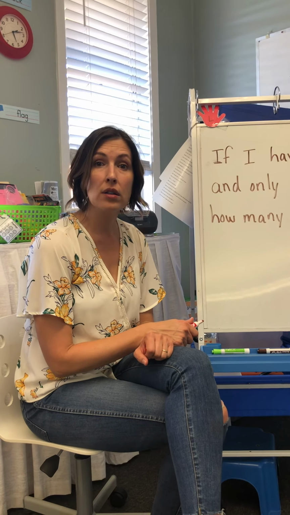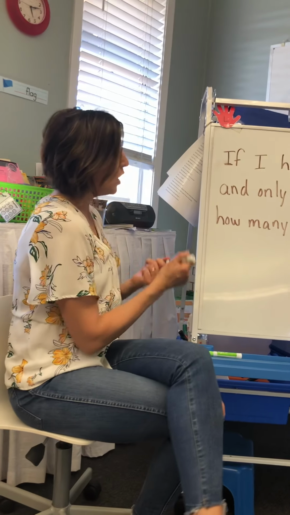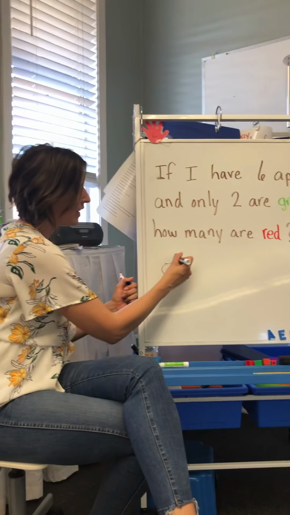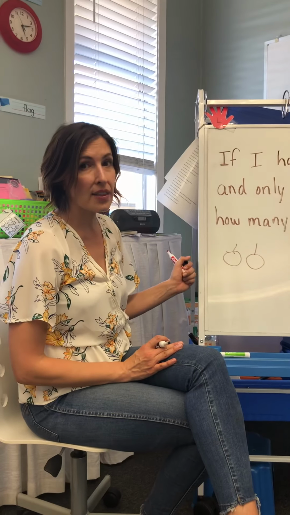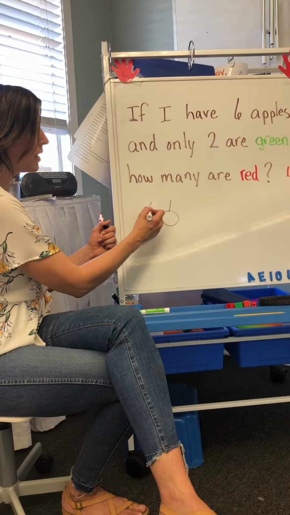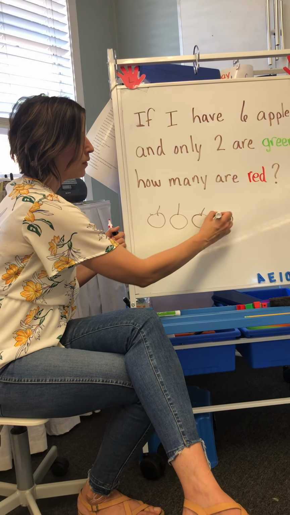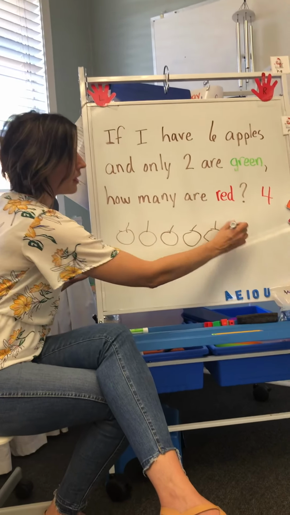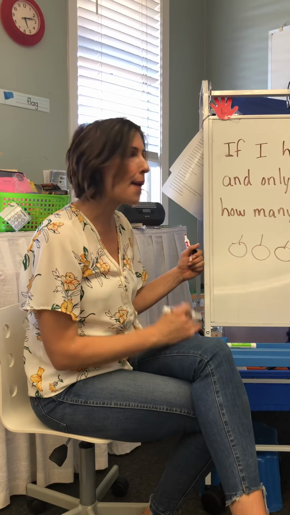Would you draw 6 apples first? Yes, yes you would. So go ahead. Miss Willette's going to go ahead and draw 6 apples. Do they need to be perfect? No. But I do need to use my math counting strategy of draw and count. So 1, 2, 3, 4, 5, 6. Why did I stop at 6? Because the story told me I had 6 apples.